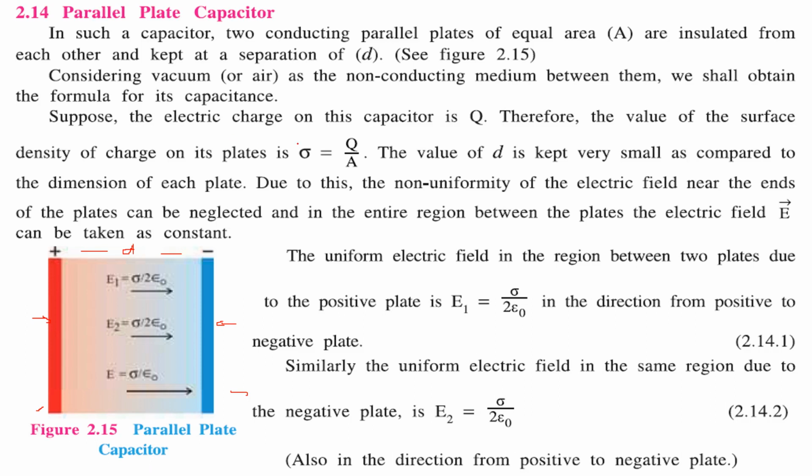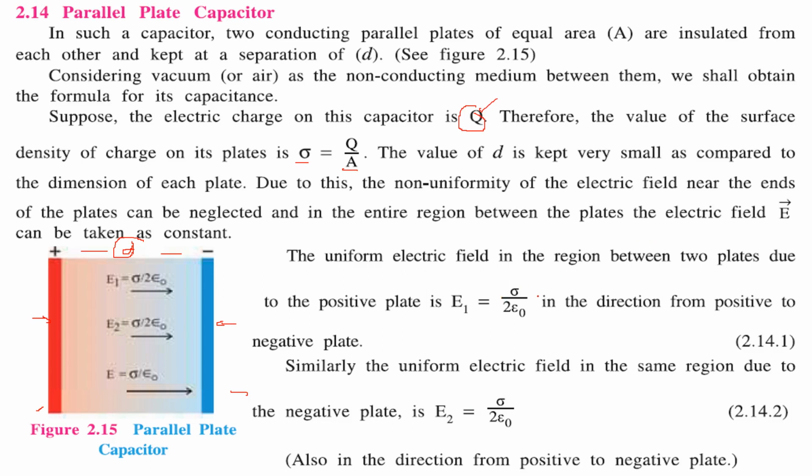Now suppose that the electric charge on this capacitor is Q. Let us say that A is the area and Q is the charge. So sigma, the surface density of charge, will be Q by A. D is the distance between them, and D is kept very small compared to the dimension of each plate. Because of this, the non-uniformity of the electric field near the ends of the plates we can neglect. Otherwise, if the distance is large, it will be considerable. And in the entire region between the plates, the electric field E we can take as constant.